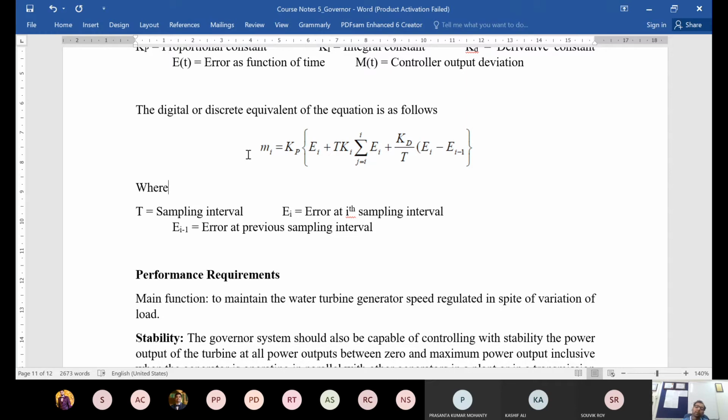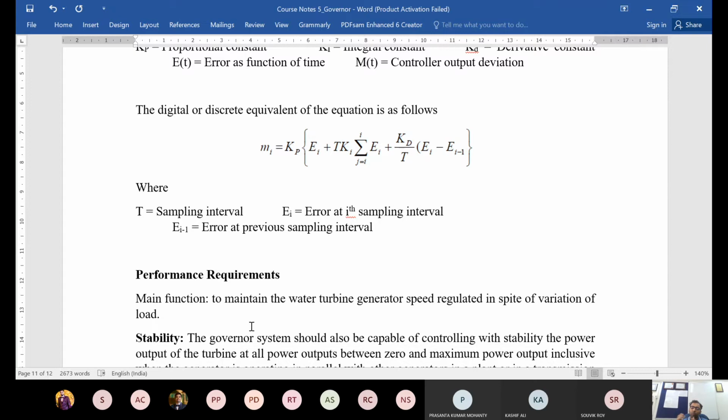As we understand, the main function of the governor, in terms of a hydro turbine governor we are talking about, is to maintain the water turbine generator speed regulated in spite of variation of load. So that is the functionality. Speed regulation is the basic function here. If there are a lot of fluctuations in the load, the controller will also try to adjust the speed of rotation of the turbine accordingly.